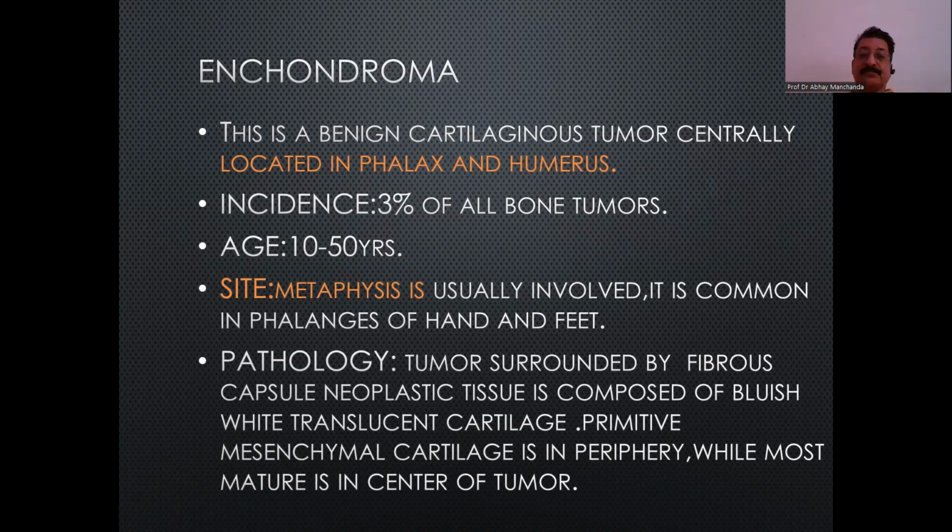What is the pathology? The tumor is surrounded by a fibrous capsule. Neoplastic tissue is composed of bluish white translucent cartilage. Primitive mesenchymal cartilage is at its periphery, while the most mature is in the center of the tumor. So you know it is a cartilage forming tumor, and this cartilage appears bluish on the slide. The new forming cells, mesenchymal cells, are at the periphery, and the mature cartilage of the tumor is in the center.